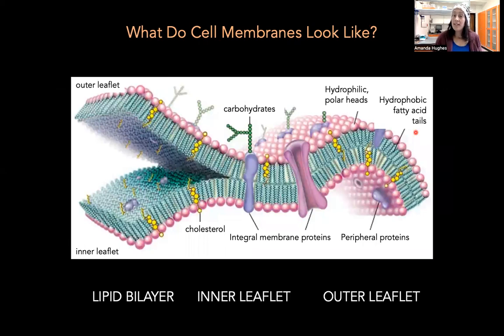Okay, so what do cell membranes look like? Well, we have a few terms to go over here. The one that you probably are most familiar with would be the lipid bilayer. Lipid because it's made up of lipid molecules, and bilayer because it forms two layers, and those two layers have names. The outer leaflet is the leaflet that faces the external environment, and the inner leaflet is the one that faces the cytoplasm, or the internal part of the cell. So you've got your outer and your inner leaflets.